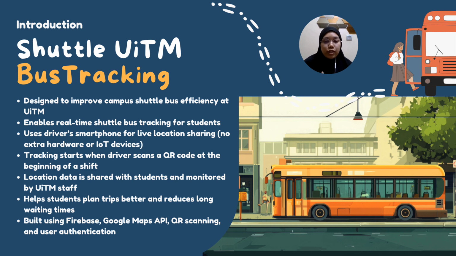Instead of using additional hardware or IoT devices, the system uses the driver's smartphone to share live location data. At the beginning of the shift, the driver scans a QR code to start the tracking process. The live location will then be shared with the students through the application and can also be monitored by the UiTM staff. This can help the students plan their travel better and reduce long waiting times.